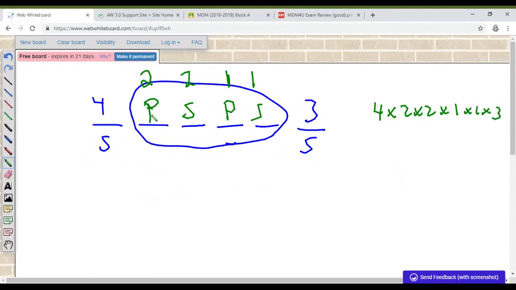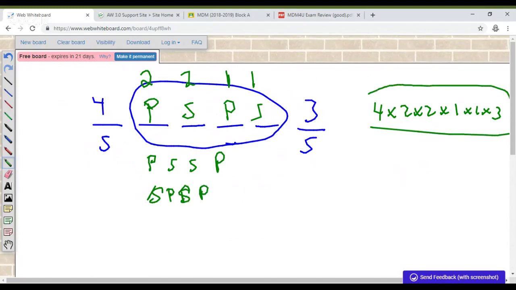But I didn't have to have piano, song, piano, song. I could have had piano, song, song, piano. Or I could have had song, piano, song, piano. So in fact, there are 3 different ways I could have had this initial grouping. So take that and multiply by 3.